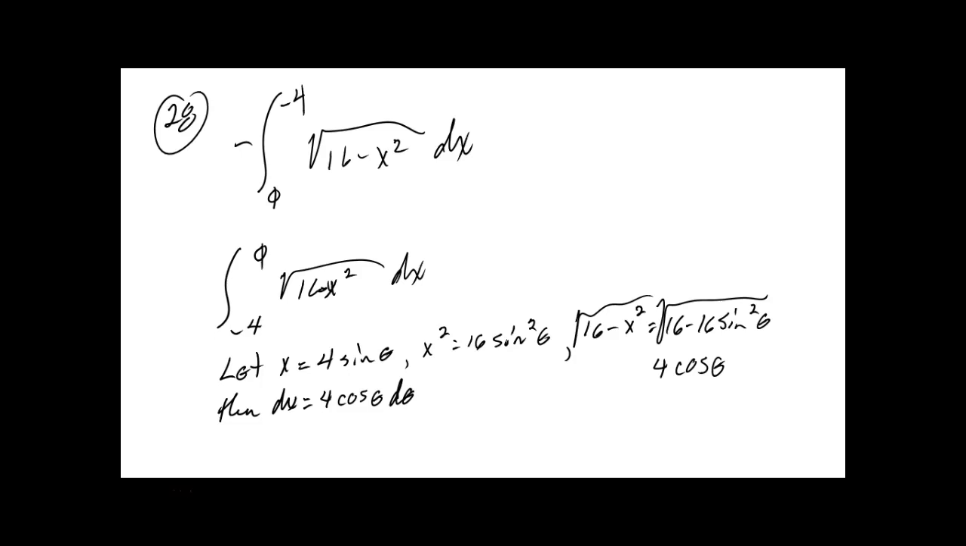So, the other thing we've got to do is, let's figure out when x is -4, right? What is theta? So when x is -4, which is equal to 4 times the sine of some angle theta, that means sine theta has to be -1, right? And what value of theta would give you a sine of -1? A sine of what angle theta would give you a value of -1?